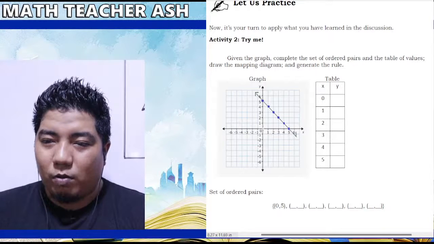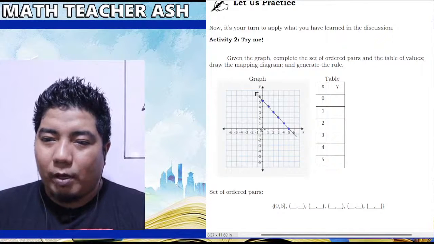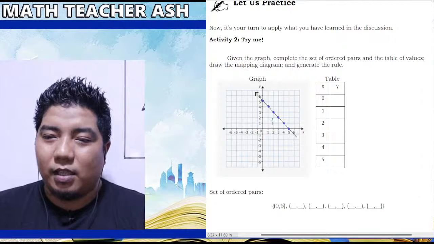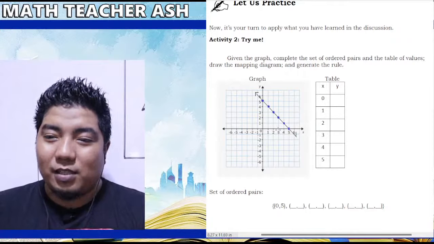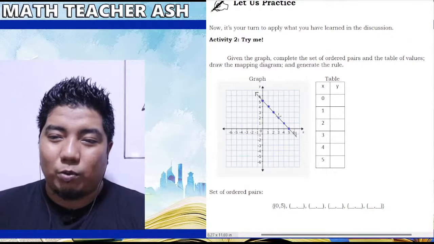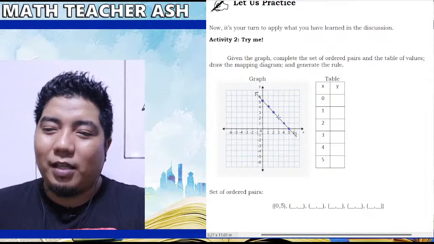Example, si 0. 0 si x, pero si y ano? Okay, 6. Ngayon, si 1 ang x. Saan si y? Nandito kay 4. Now, si 3 si x. Saan si y? Nandito kay 2. Okay, so ganun lang kadali, my dear math learners.